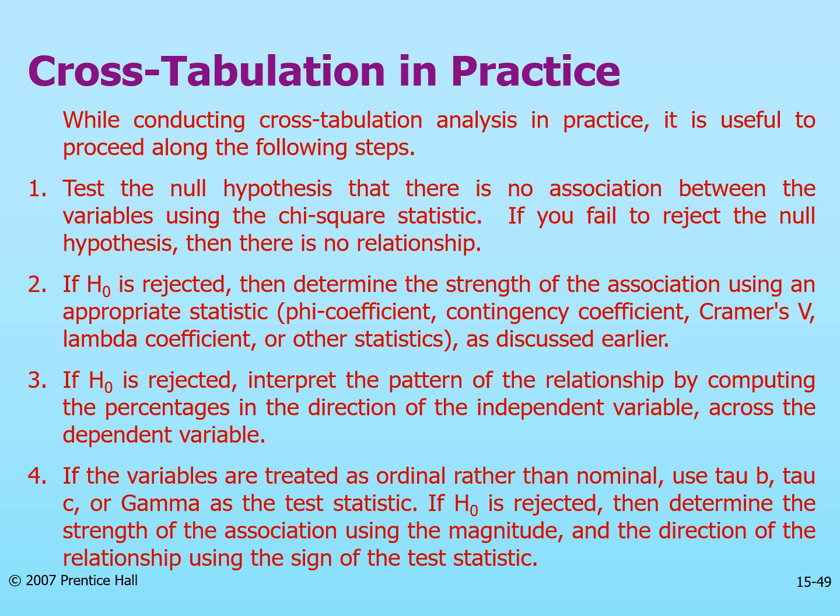If the variables are treated as ordinal rather than nominal, then tau b, tau c or gamma can be used as the test technique. If H0 is rejected, then determine the strength of association using the magnitude. Because whenever we use gamma, our answer comes between -1 and +1. As we approach near to +1, it means that a strong coordination is happening.